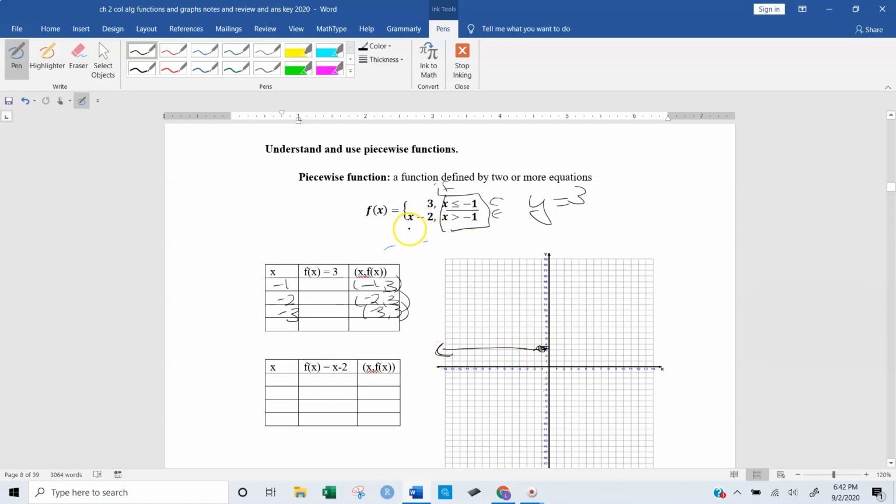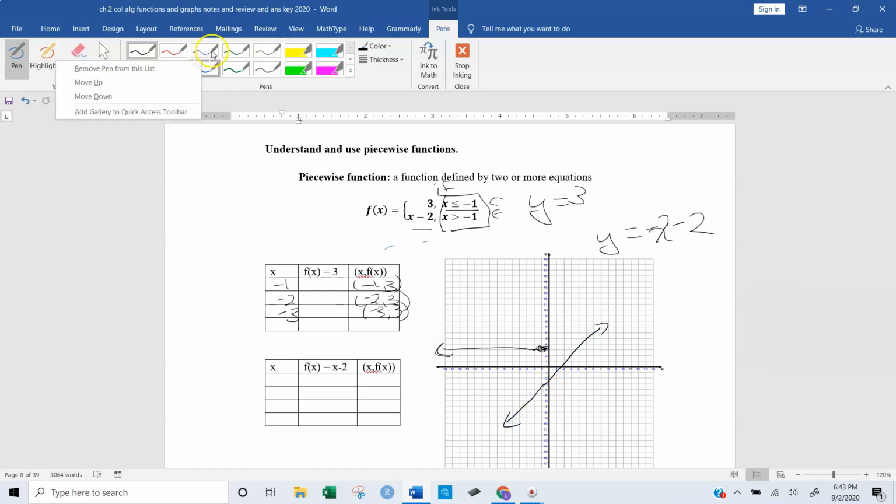My next piece is -2. So we have y equals x minus 2. Now I know that means I start at -2 for my y-intercept, and it's up 1 over 1 for the slope. So we're going to draw our line. Hopefully you're using a straight edge and doing better than me.